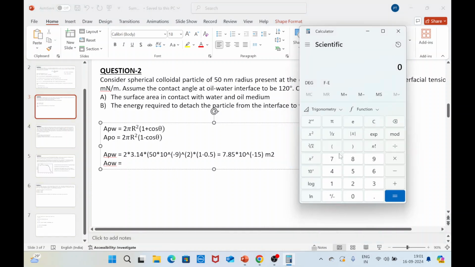Let me just calculate that. 2 times 3.14 times 25 times 10 power minus 16, this times 0.5, 78.5 times 10 power minus 16. So that is 7.85 into 10 to the power minus 15 meter square.